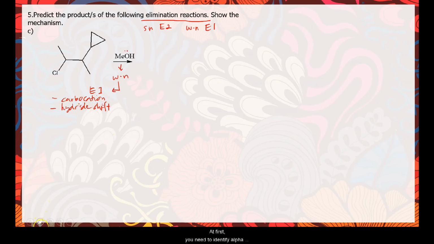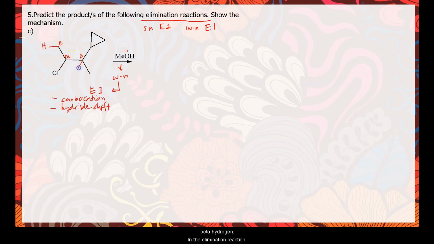At first, you need to identify the alpha carbon and beta hydrogen. For this compound, the alpha carbon will be the carbon that is attached to the halogen and the beta carbon will be the adjacent carbon of the alpha carbon. These two carbons. The beta carbon must have beta hydrogen.